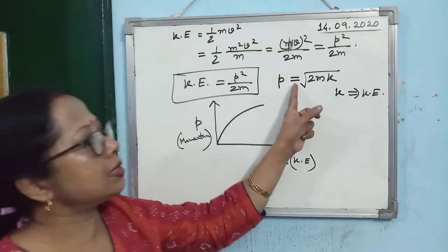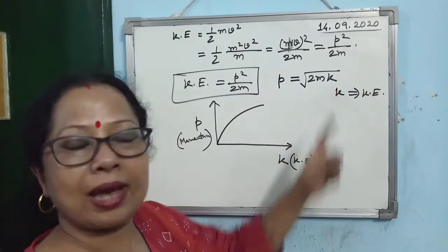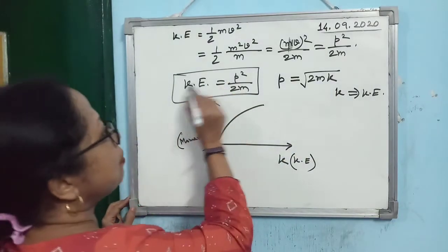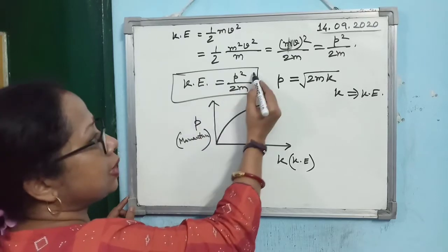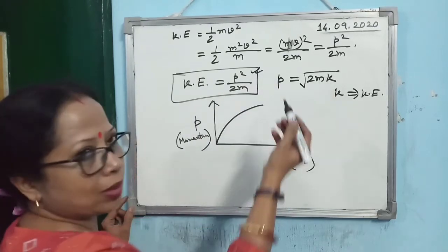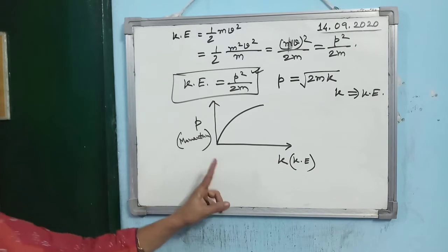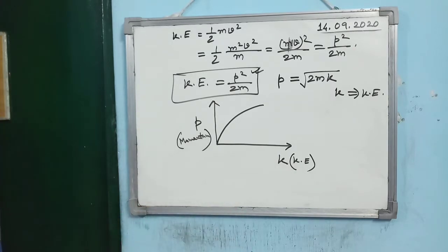Because P is equal to under root 2mK. This relation is actually coming from this one only. So either you remember the relation according to this one or this one, as you like. And this is the important graph you have to remember, that linear momentum versus kinetic energy graph. It looks like a curve, according to that formula, P is equal to under root 2mK.